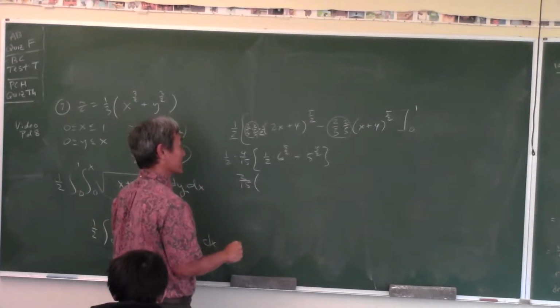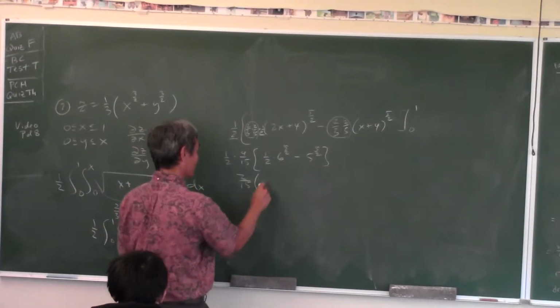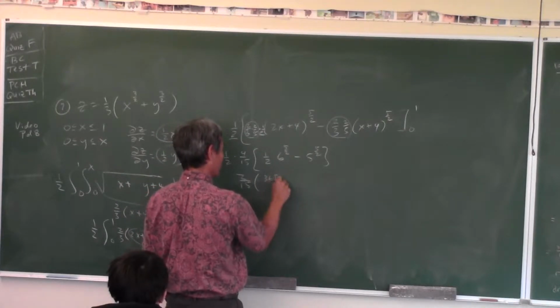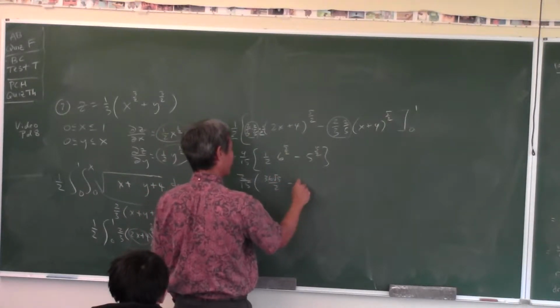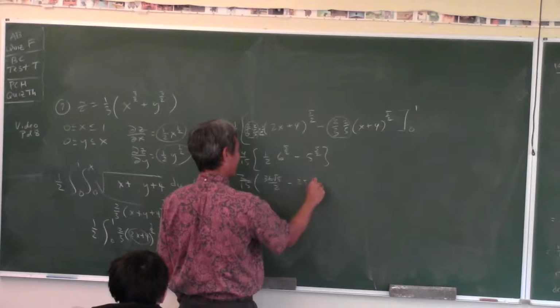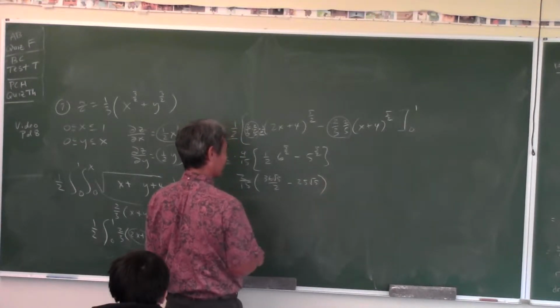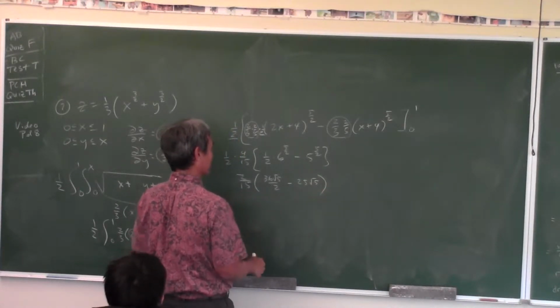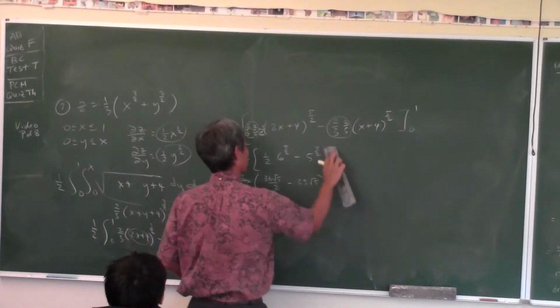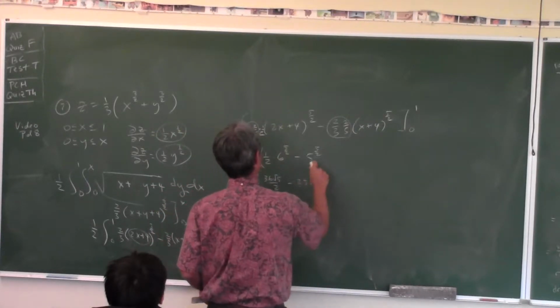What is the 6 to the 5 halves? That's 36 root 5 over 2 minus 25 root 5. Is that correct? But what about the 0? Oh yeah, gosh. That's a major mistake right there.